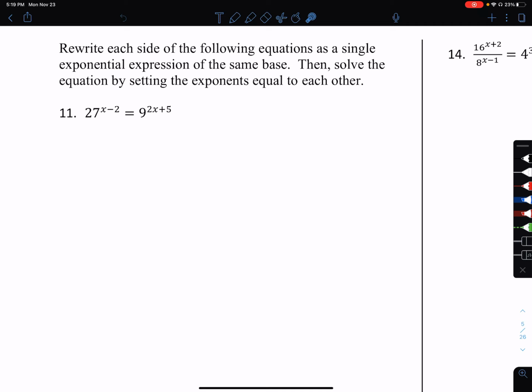As far as bases go, I can convert 27 to have a base of 3. I can convert 9 to have a base of 3. 27 as a base of 3 would be 3 cubed. So this was already raised to an x minus 2, that's going to go on the outside. 3 cubed, 3 times 3 is 9, times 3 is 27. 9 can be written as 3 squared. It already has an exponent of 2x plus 5. So we are in the right neighborhood right now.